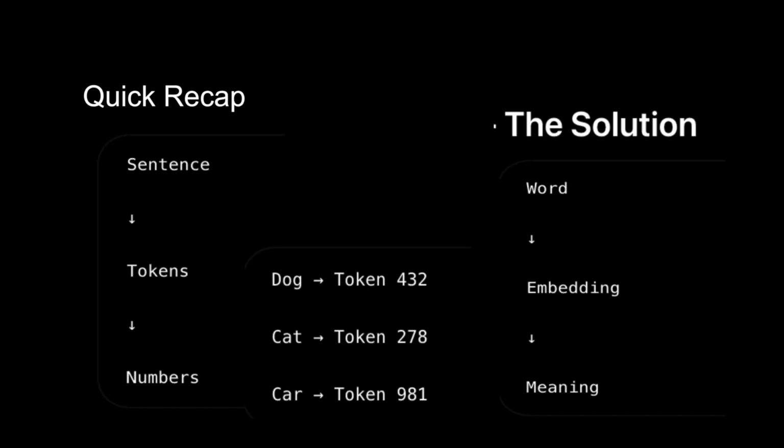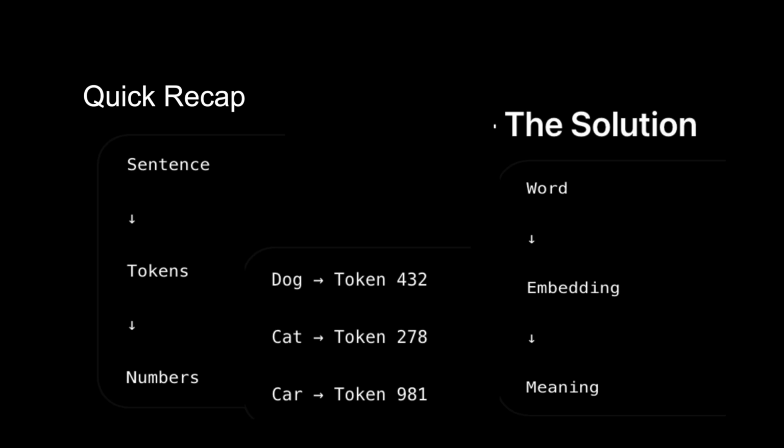A quick recap to start understanding embeddings. In our last video, we saw that text becomes tokens and every token gets a numeric ID. For example, dog has a token ID 432, cat has a token ID 278. But here is the problem. Does 432 tell us that dog is an animal? No. Does 278 tell us that a cat is similar to a dog? No. These numbers are simply identifiers. They are like employee IDs. If your employee ID is 123 and mine is 124, that doesn't mean we are similar. So, token IDs don't contain meaning.